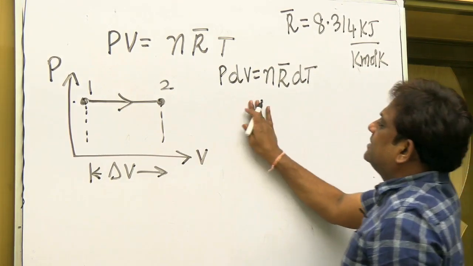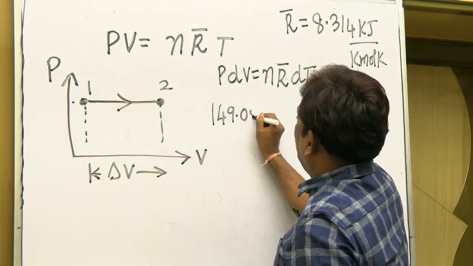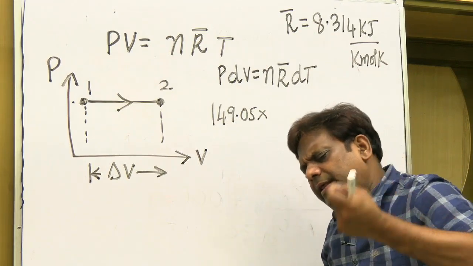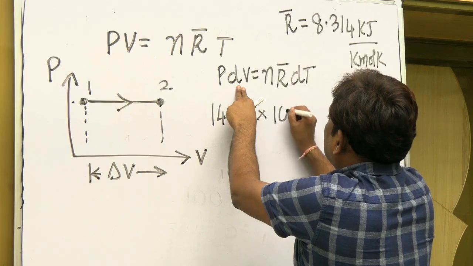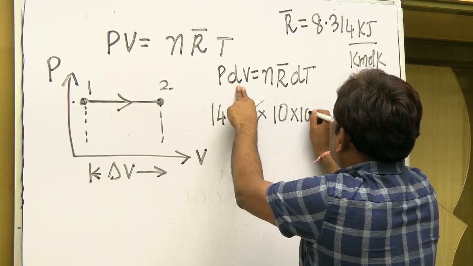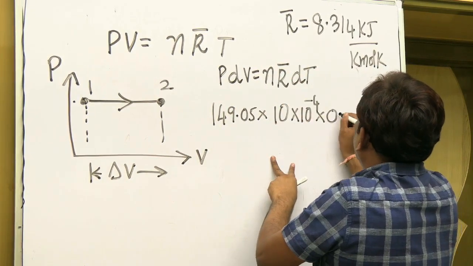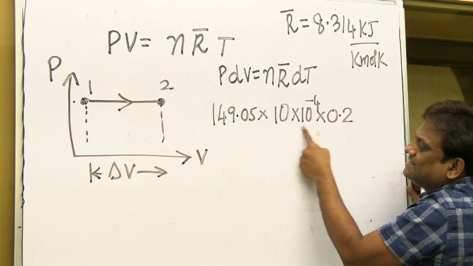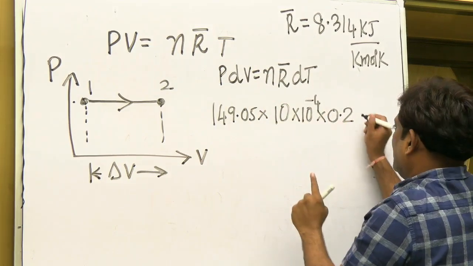And how much is the pressure given? 149.05. Change in volume. What is change in volume? Change in area into that distance moved. What is the change in area? 10 centimeter square. Centimeter square means 10 power minus 4. And the length, how much it is moving? 20 centimeter is 0.2. So change in volume is change in area into length. This is in meter cube.